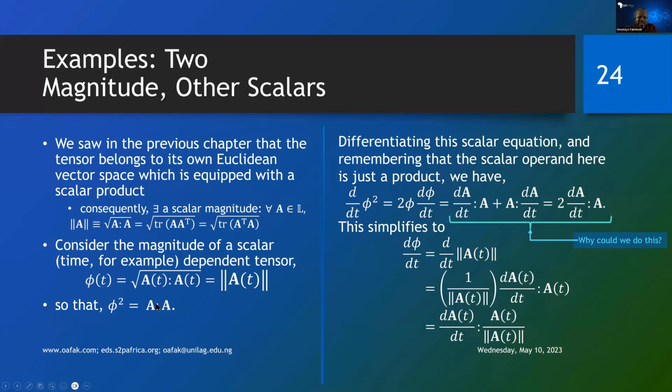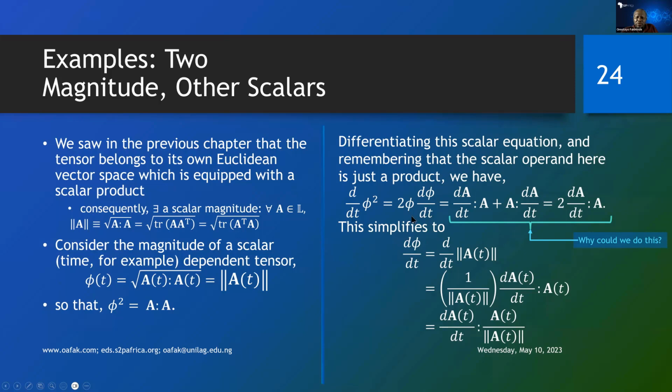So phi squared is A inner product A. If you differentiate this scalar equation, you have 2 phi d phi dt equals dA dt inner product A plus A inner product dA dt. Because of commutativity, that's the same as 2 dA dt inner product A.